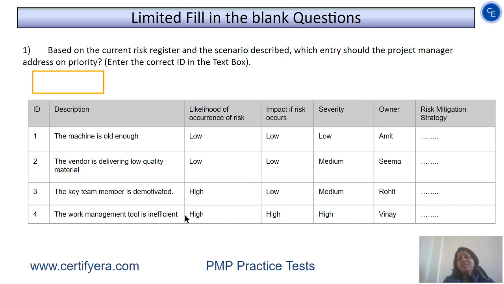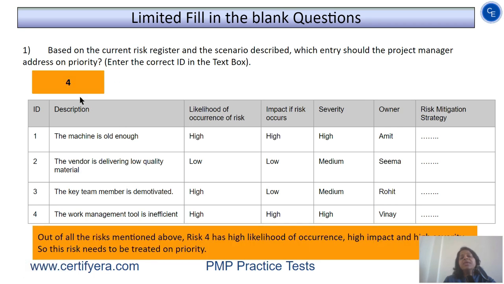So we are going to read this document. This is the risk register containing different risk information, and we need to compare all these risks and identify which risk needs to be addressed on priority. For example, risk number 1 is a low severity risk. Risk numbers 2 and 3 are medium severity risks, and risk number 4 is a high severity risk. So we need to address risk number 4 on priority, and the answer for this question will be 4. This is how we are going to attempt the limited fill in the blank questions in the PMP exam.